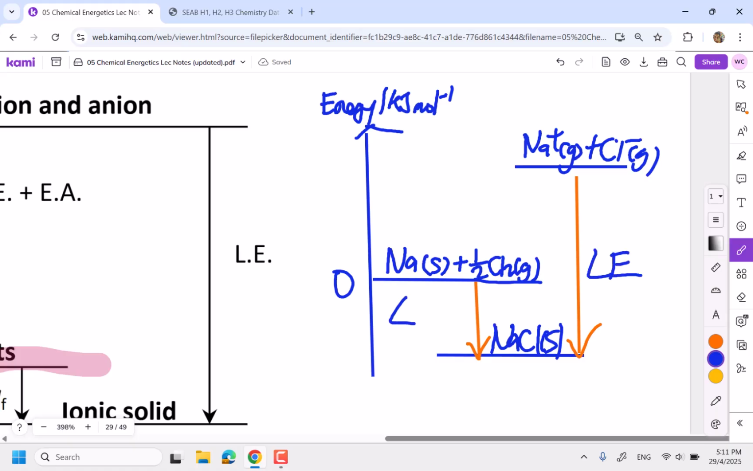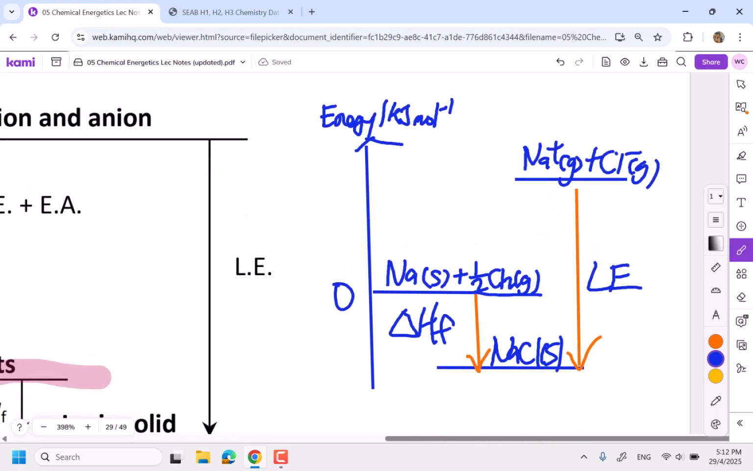And it's the most common way we start off the drawing of the Born-Haber cycle. So define the enthalpy change of formation. That involves 1 mole of sodium atom and half a mole of diatomic chlorine. Then define lattice energy. That is the gaseous sodium cation as well as the chloride anion. Then after that, the goal is to move.